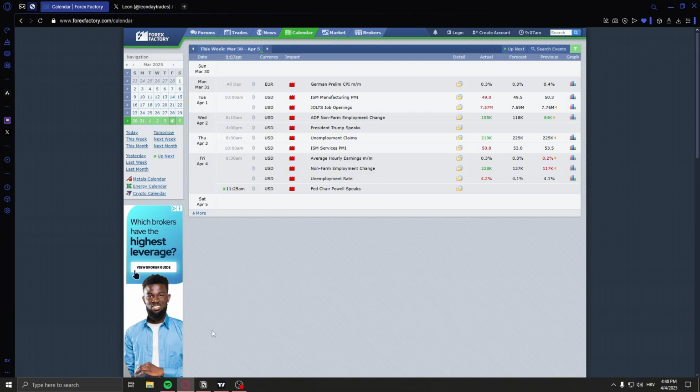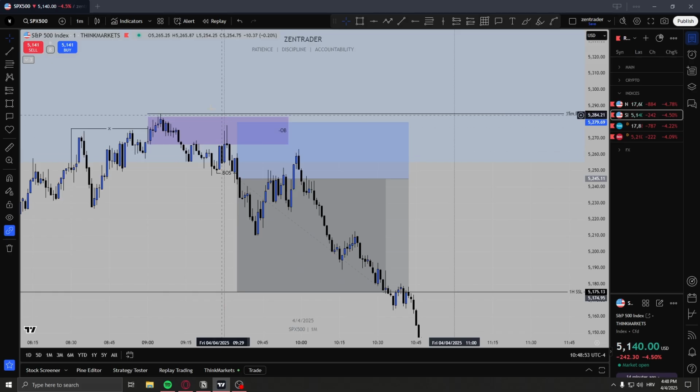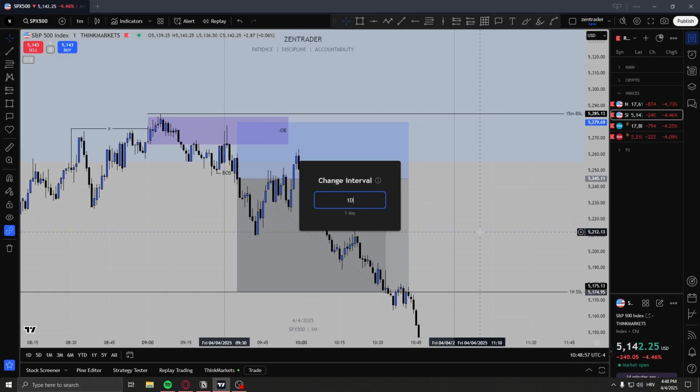First of all, I stayed at home. I didn't go to school because I was sick and my stomach was hurting, so I'm tired the whole day, and I'm just not in the right mental state to trade right now. So I decided to not take any trades. The only trade I was willing to take is if price went up and took the liquidity and then gave me the setup. I'll show everything right now.